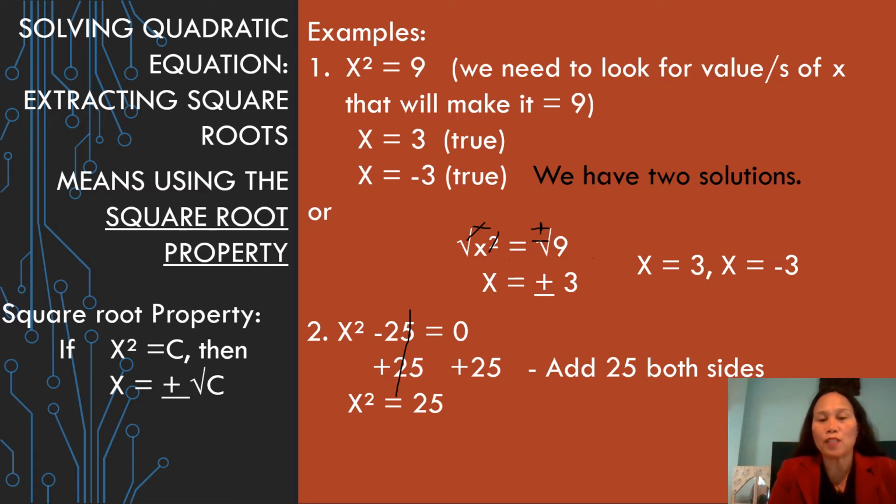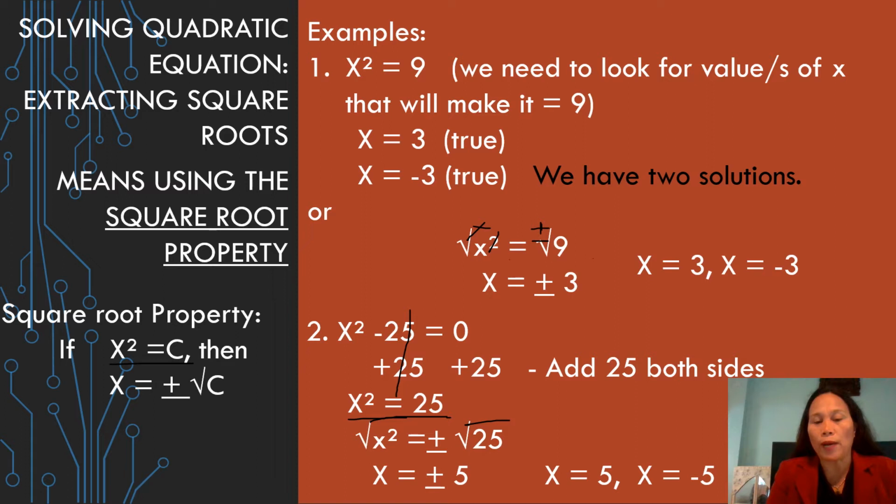Now, since this form is already in this one, pwede na nating i-extract yung square root. So, extracting the square root of both sides, that is square root of x squared is equal to positive and negative square root of 25. And what is the square root of 25? And that is 5. So, x is equal to positive and negative 5. So, we have two values of x. Solution 1 natin is 5. Our solution 2 is negative 5.